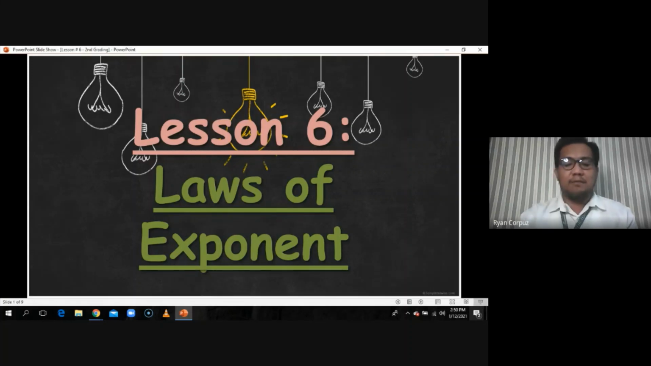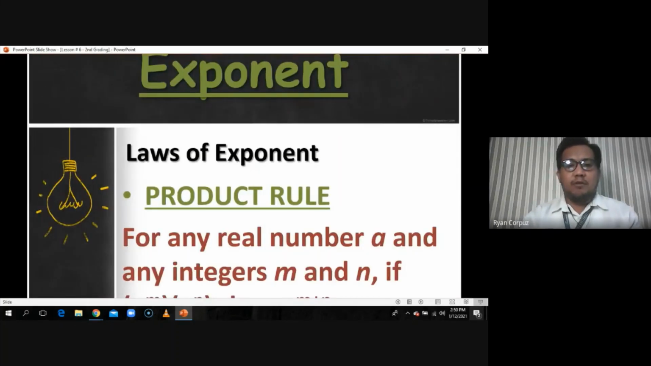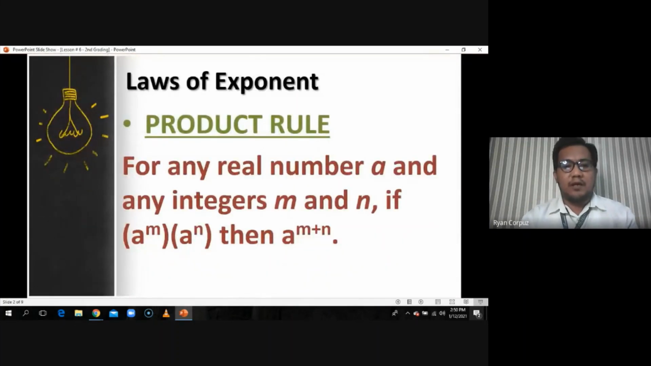So, let's start now. So, una, we do have what we call laws of exponent. Laws of exponent na number one ay yung tinatawag natin law of exponent for product, or in short, we can call it as the product rule. So, it states that for any real number a and any integers m and n, a raised to m times the quantity a raised to n, then we come up with an answer which is a raised to m plus n. So what does product rule mean?